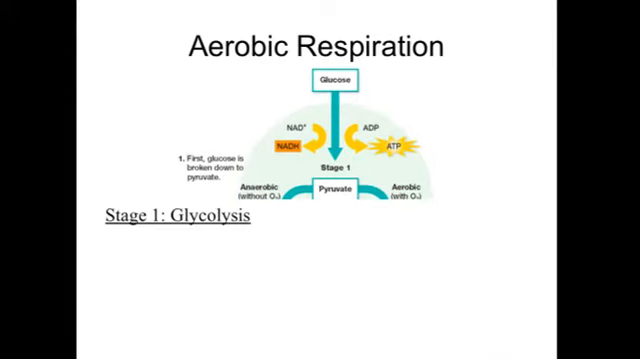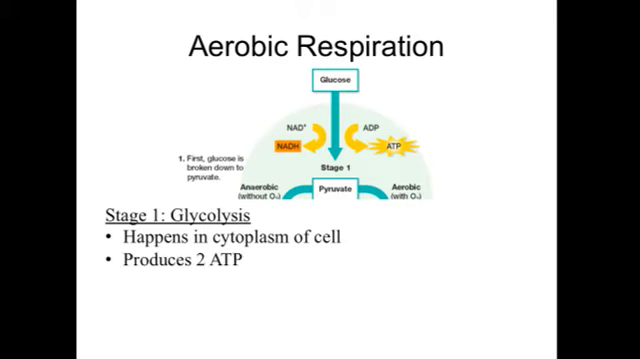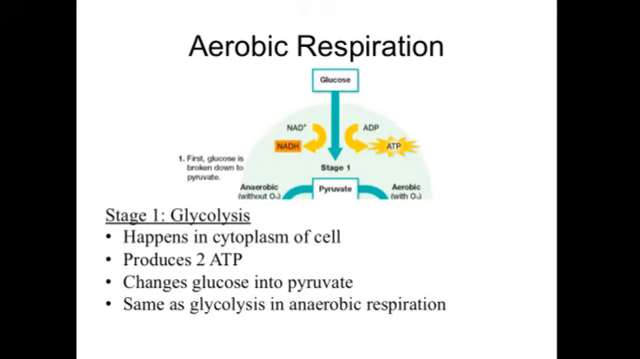So let's look at glycolysis again, just to review. Remember, it happens in the cytoplasm. It's going to produce 2 ATPs. It's changing glucose into pyruvate. So it's no different here than anaerobic respiration.